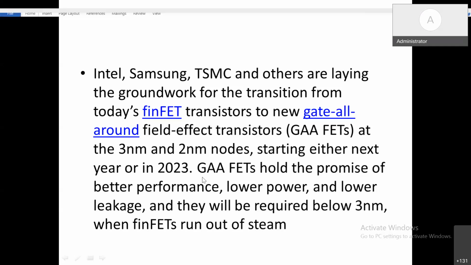Here these GAA FETs have better performance, lower power, and lower leakage, and we are not using FinFET when you go to 3 nanometer and below. FinFET is not used with the 3 nanometer or 2 nanometer, but GAA is used.